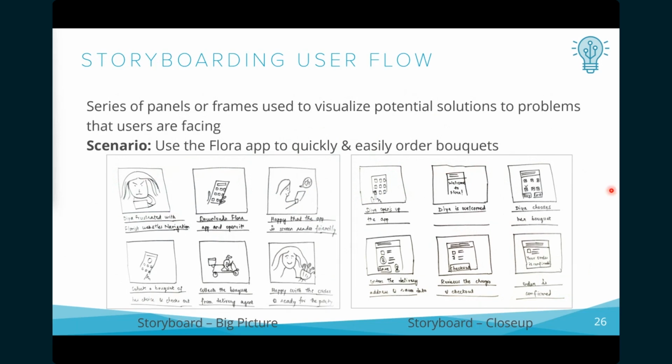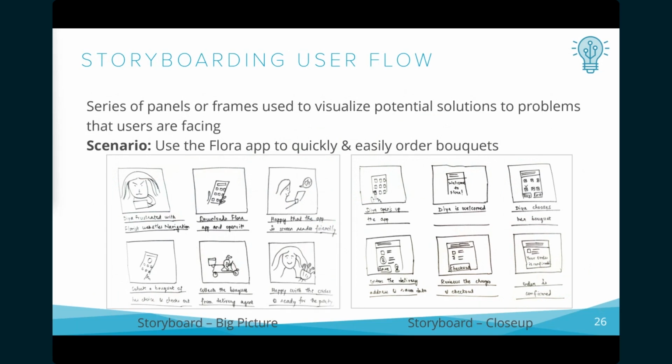As you can see in the big picture, Dia is frustrated with the florist website's navigation. She downloads the Flora app and opens it. She is happy that the app is screen reader friendly. She selects a bouquet of her choice and checks out. She collects the bouquet from a delivery agent. She is finally happy with the order and all ready for the party.